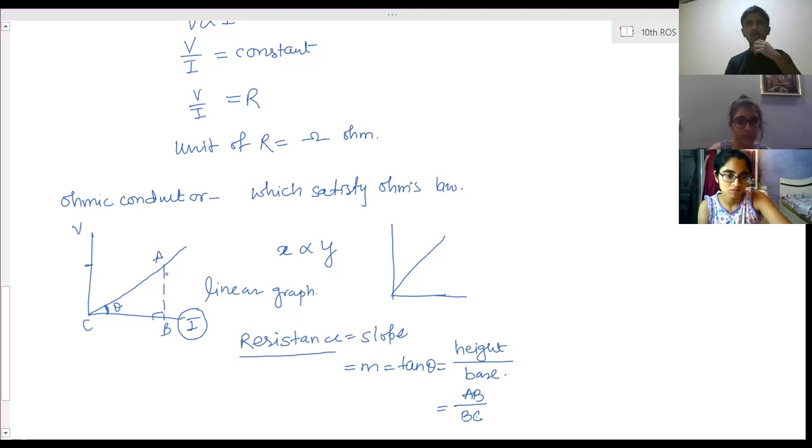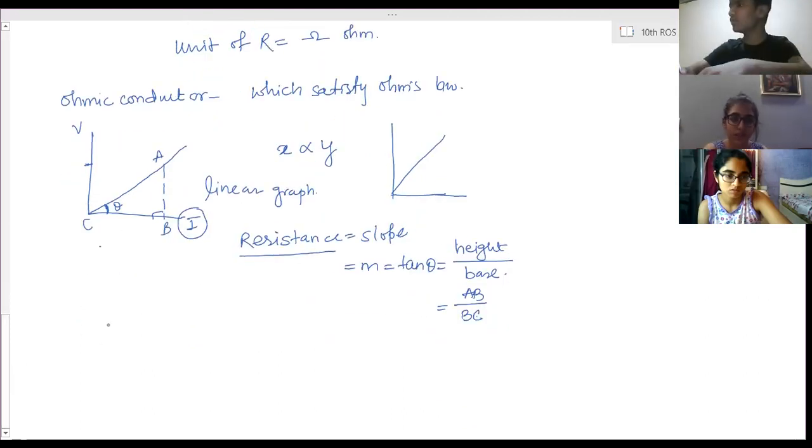Okay. Now we can compare which conductor. If they ask from the graph, you just have to draw the perpendicular, measure the vertical height, measure the horizontal length, and then take the ratio of those. That value is the resistance.